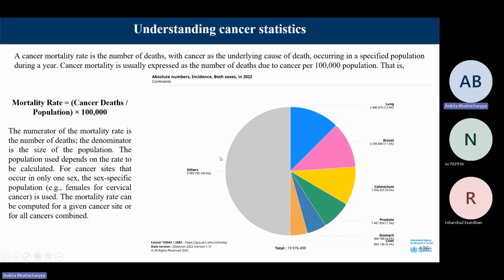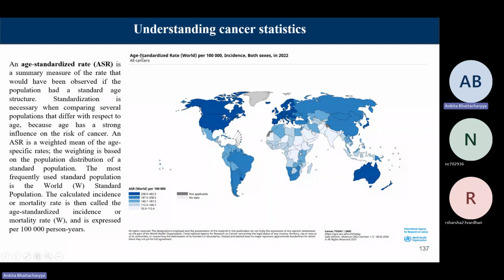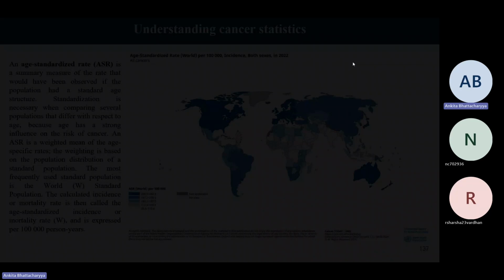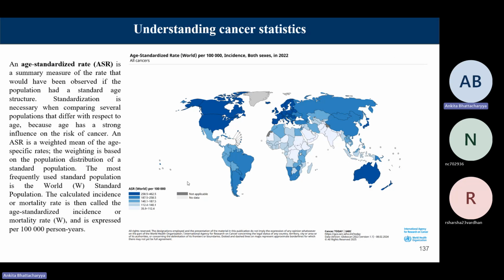Another statistic which you should learn about, and why you should learn about it, is because these numbers that you see have been derived from the age standardized rate, which is ASR. Okay, now what exactly is ASR? Let us understand that. ASR, or age standardized rate, gives you a summary. A summary of what? A summary measure of the rate that would have been observed if the population had a standard age structure.